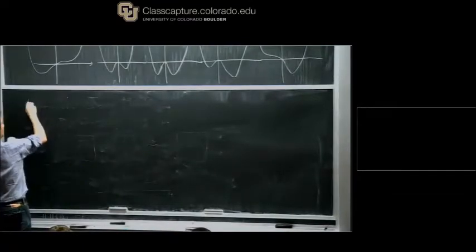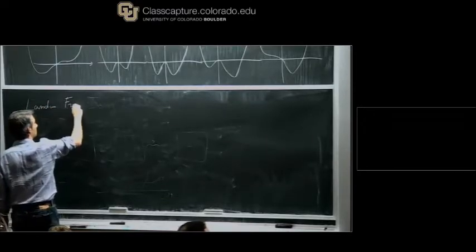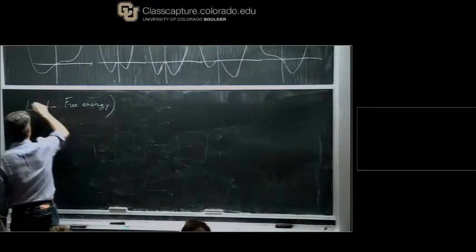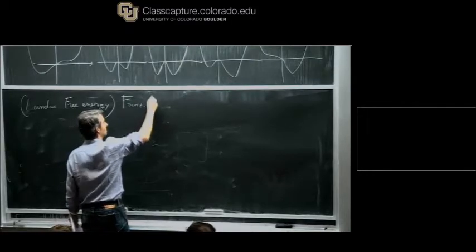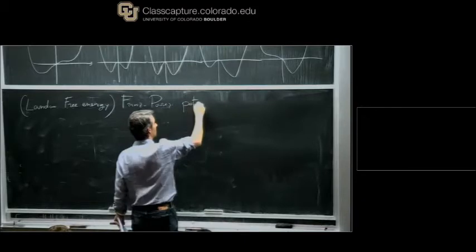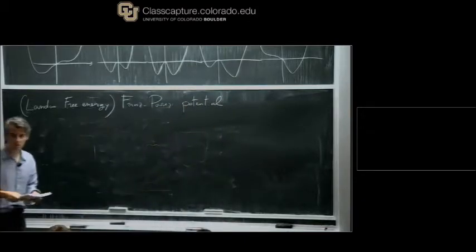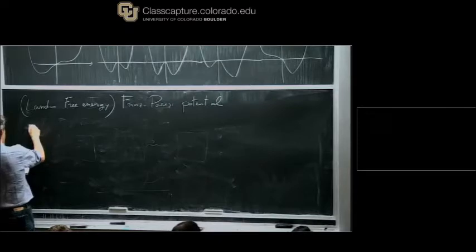So, what is the equivalent of the Landau free energy? Which, in this context, is called the Franz-Parisi potential. So, let me remind you again what the Landau free energy is in the context of the ferromagnetic Ising model. So, how do I get F of m?